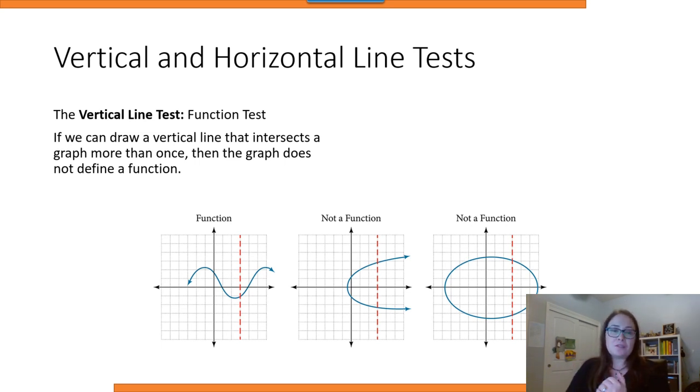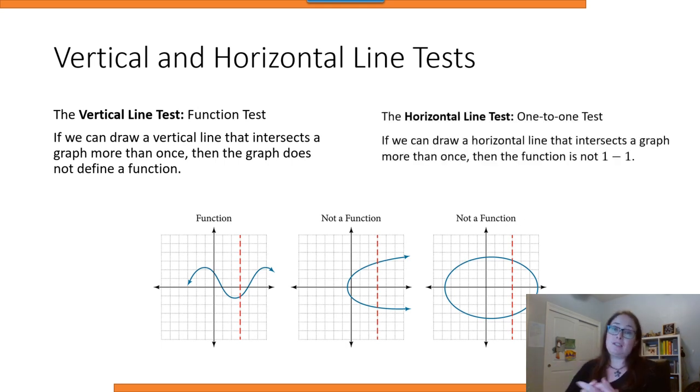So I can see 3 examples here. The one on the left, anywhere that I try and draw a vertical line through this thing, it only intersects the graph once. That makes it a function. With the other 2, well, you can see I am able to draw many lines where each one of these, the vertical line intersects twice or more. And so that makes them not a function.